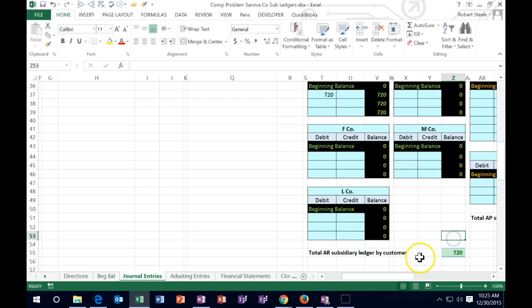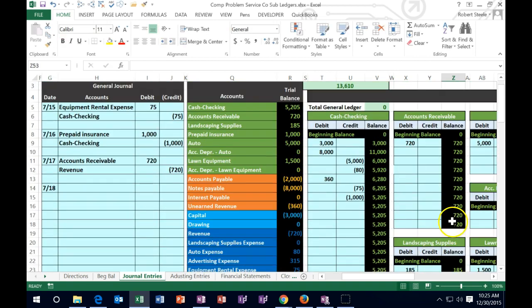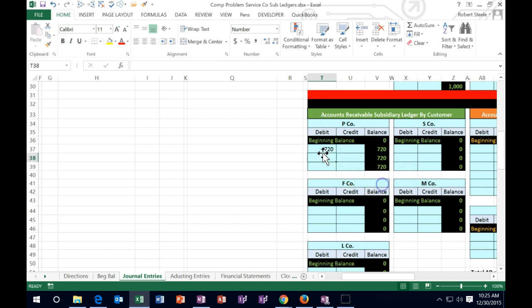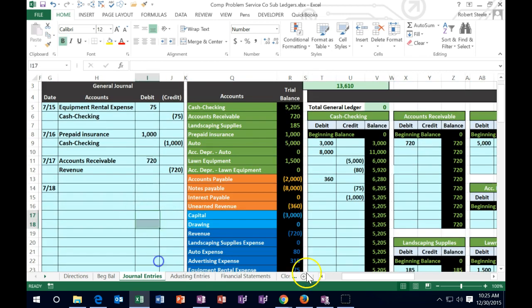I don't know why there's a blank cell here, but that ties out to the 720 here, and that ties out to the 720. So who owes us 720? Well, if I look down the subsidiary ledger, P owes us 720. All right, now let's look at the next one.